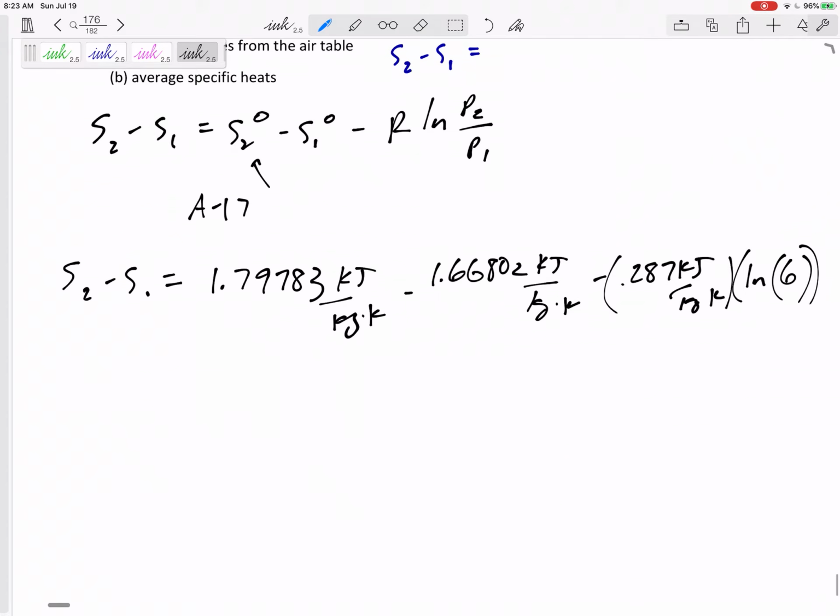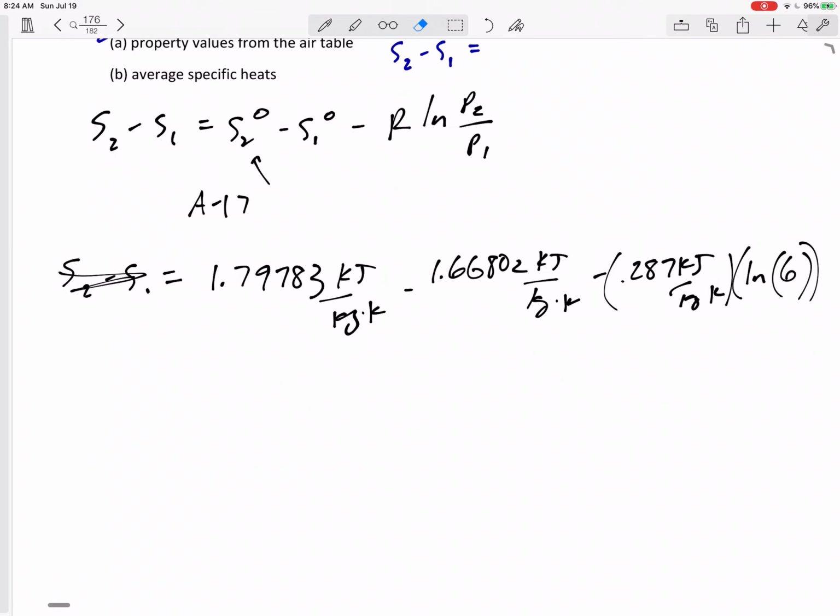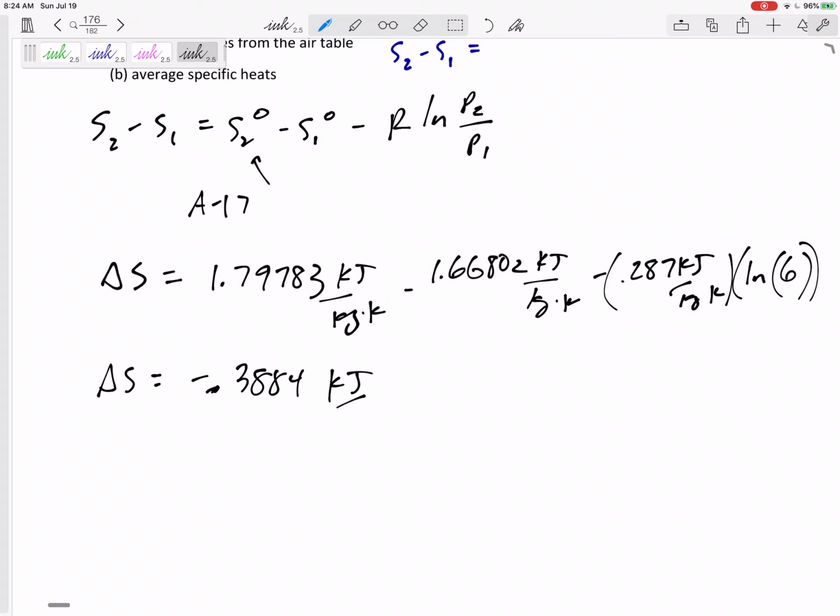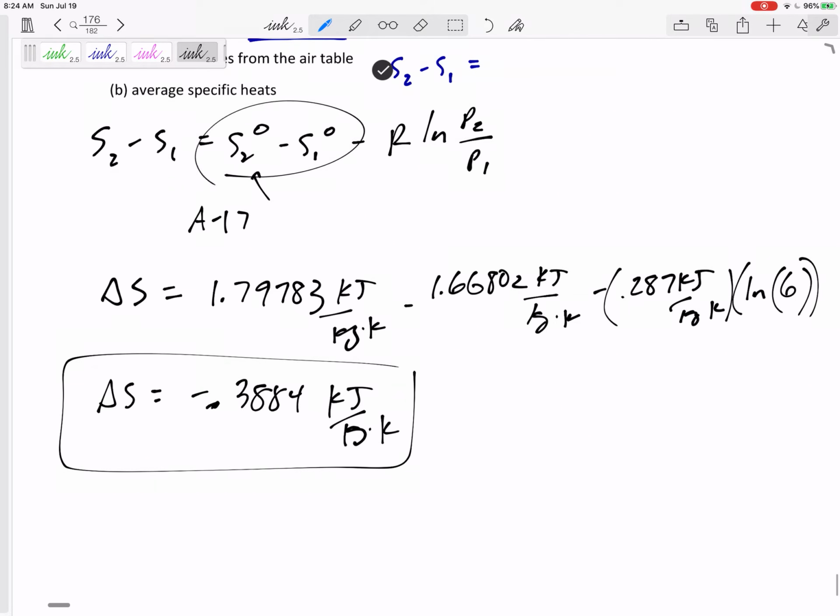So there we go, and we can write delta S, the change in entropy, as this value: negative 0.3884 kilojoule per kilogram K. And it is okay to get a negative change in entropy because we're only looking at air. We're not looking at air and the surroundings and the universe. Yes, entropy is always increasing, but for certain processes, definitely entropy can and will decrease. So that was using these S naughts.